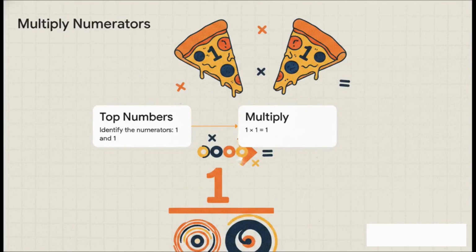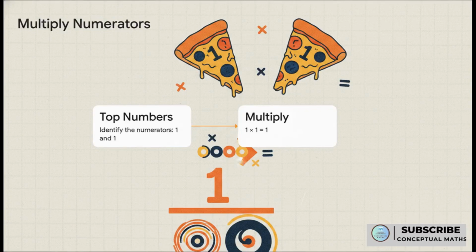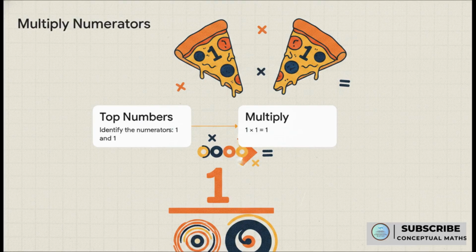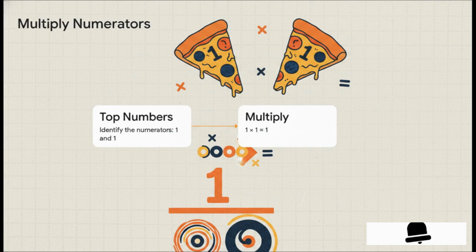All right, let's get into the rhythm of this. Step 1 focuses entirely on the top numbers, the numerators. All you gotta do is multiply numerator by numerator. In our pizza equation, the top numbers are 1 and 1. So 1 multiplied by 1 equals 1. That is literally it. We instantly have the top part of our brand new fraction.